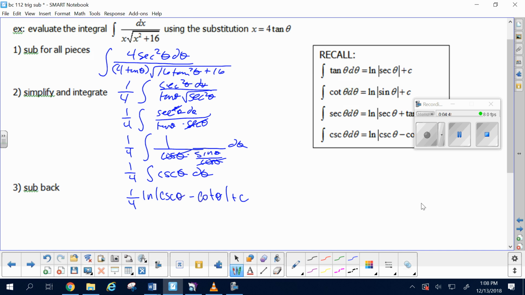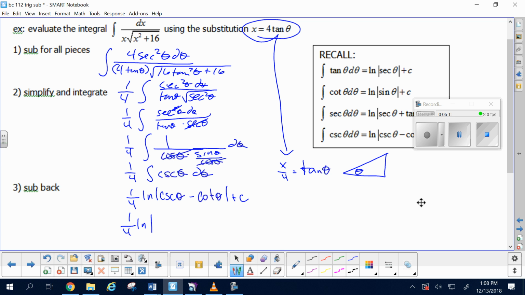The subbing back involves picturing the relationship. 1/4 log of. Let's go back to the original substitution and rewrite it a wee bit to call it x over 4 is tangent theta. I want to isolate the trig and have a side ratio on the other side, so that a triangle can be made, and tangent is the side ratio of TOA, opposite over adjacent. So opposite is x, adjacent is 4, which means the hypotenuse is the root of x squared plus 16. That's a lot like the original problem. That's to be expected.